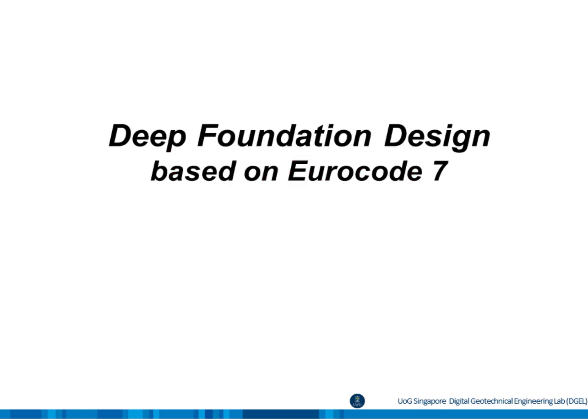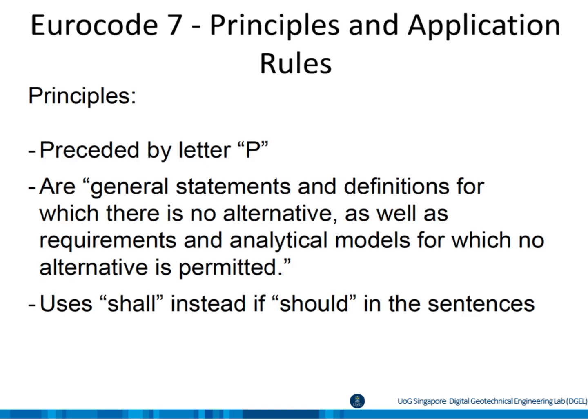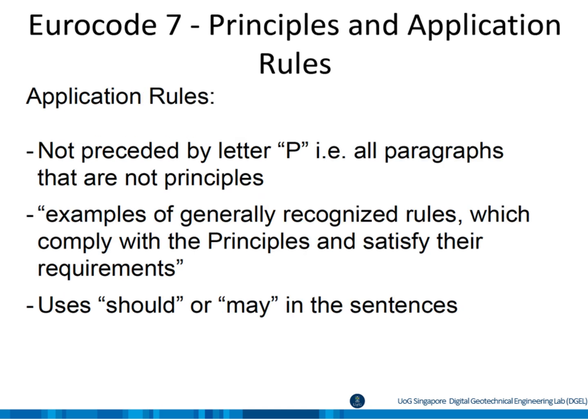According to Eurocode 7, Chapter 7 covers pile foundations. In Eurocode 7, any clause marked with the letter P means it is a principle. Principles are mandatory. There is no alternative. We must follow them. General rules are not preceded by the letter P. They usually use words like "should" or "may," which means some flexibility is allowed.